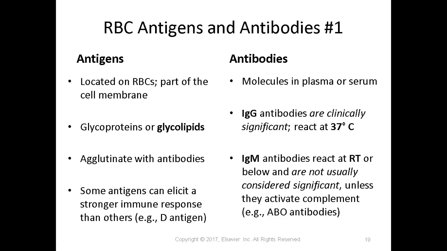An interesting thing about this: the first antigen system that we will be getting into is the ABO system. ABO antibodies are very strong, and they activate something called complement that we'll get to at the end of this unit. They can lead to serious consequences if they are activated, and so we'll get into more detail about that later.